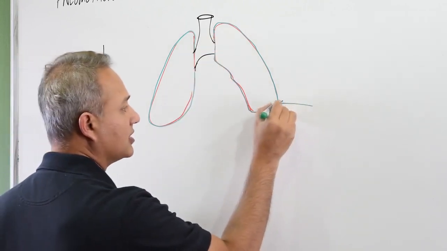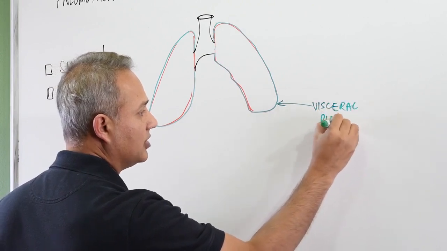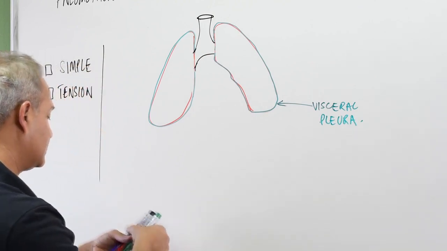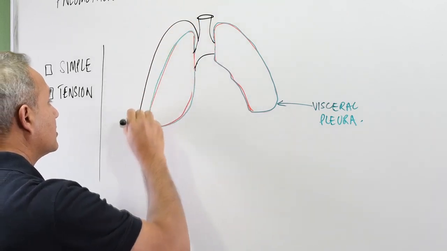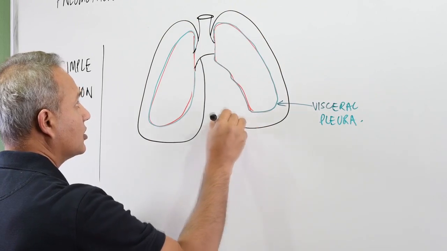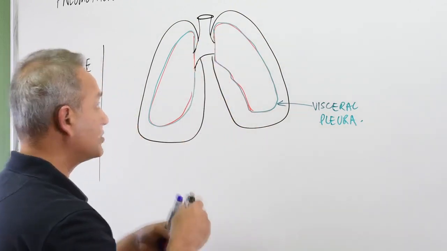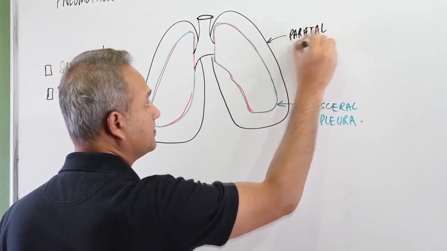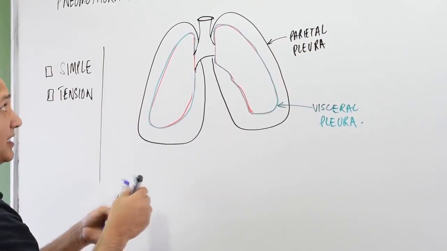This visceral pleura is stuck to the lungs. It is almost part of the lungs' external surface. And then there is the parietal pleura, that is not connected with the lungs. Instead, lungs are sort of floating in it freely, and the parietal pleura is then connected with the chest wall.